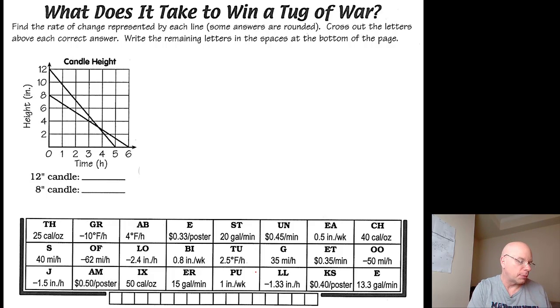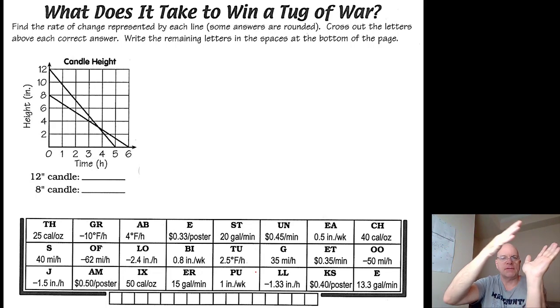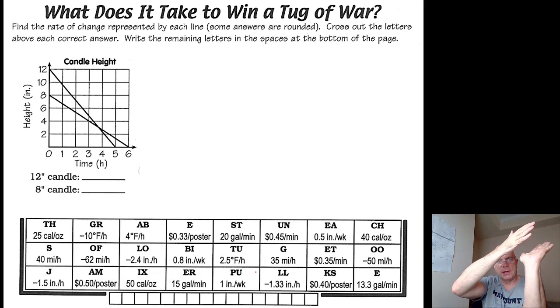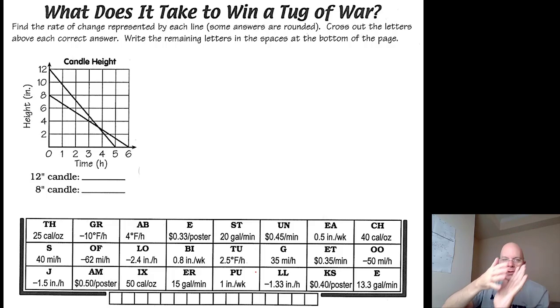Okay, we're on the candle problem. This is kind of an interesting problem because it's the inverse of the plant. If you have two different plants and you take care of them and you feed them, they might grow at different rates, but they're going to have these uphill slopes. If you have two candles and you're using them, the height of the candle will decrease over time until eventually it's zero. You've used the whole candle.